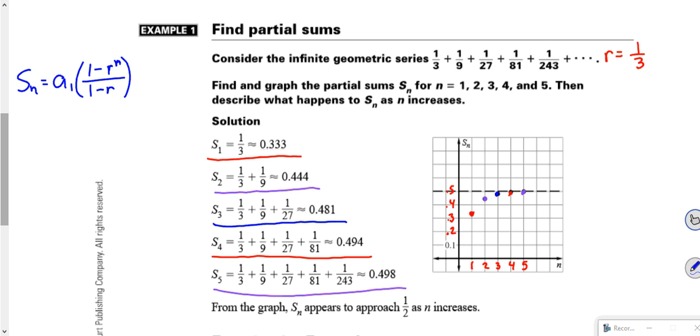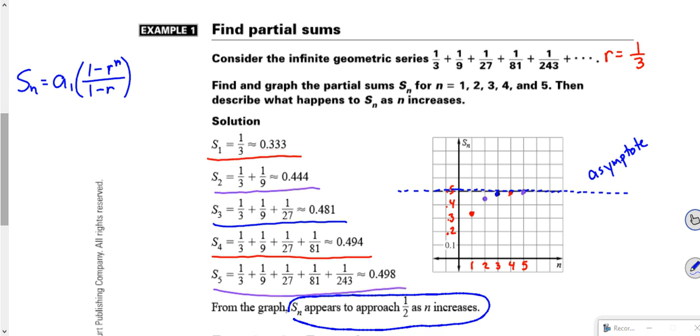What you notice is this dashed line. I'm going to put it in blue so it's a little easier to see. This is like your asymptote. Remember when we were graphing rational functions, we could figure out the asymptotes, horizontal and vertical. Anyway, asymptotes. So from the graph, S sub n appears to approach 1/2 as n increases.